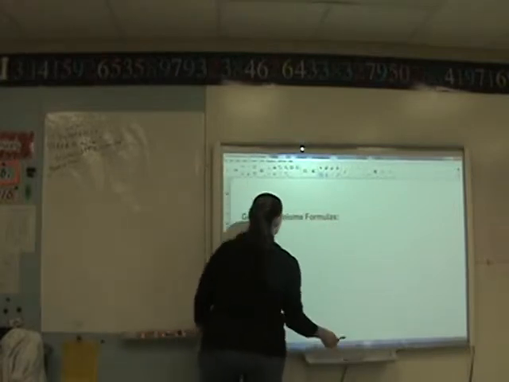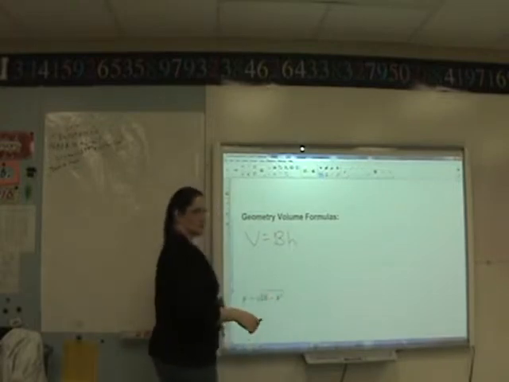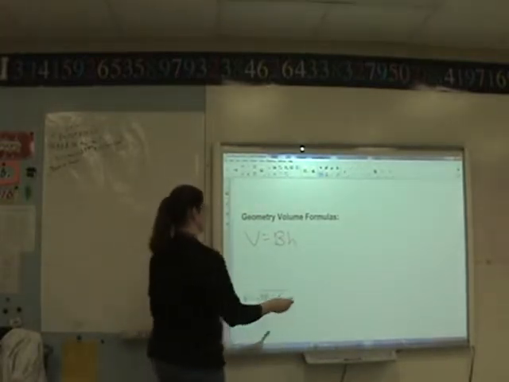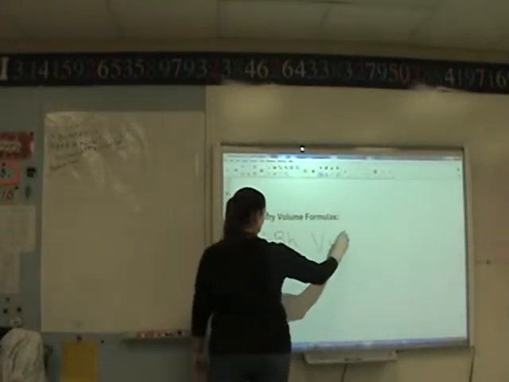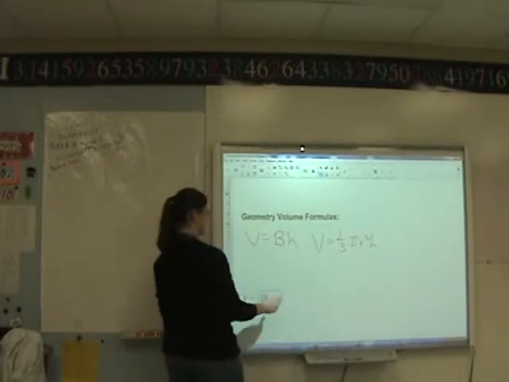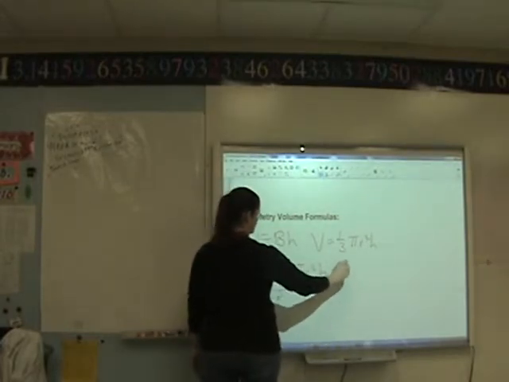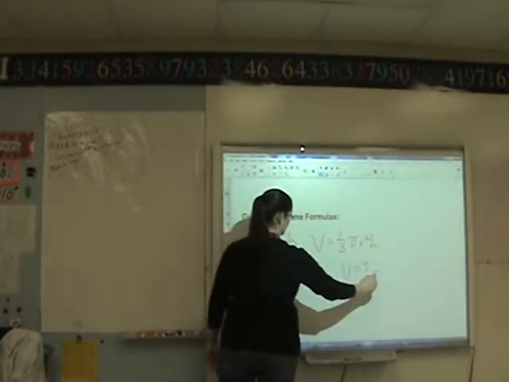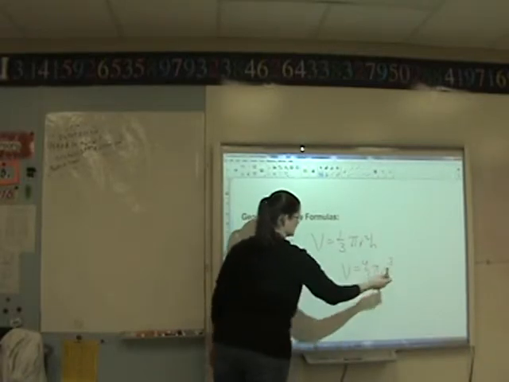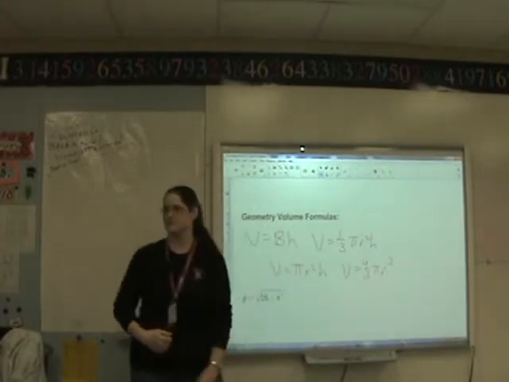You had formulas like area of the base times the height for a prism. You had 1/3 pi r squared h for a cone. You had pi r squared h for a cylinder. You had 4/3 pi r squared for a sphere. All these formulas.